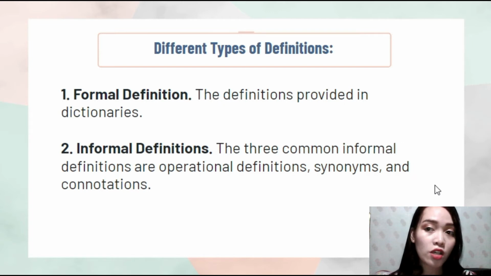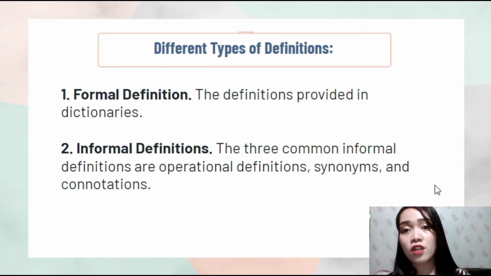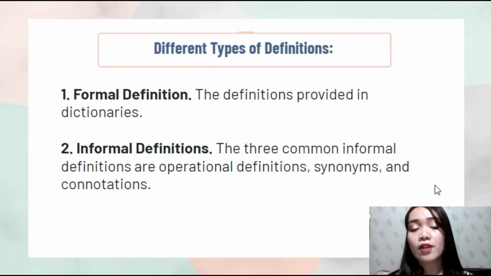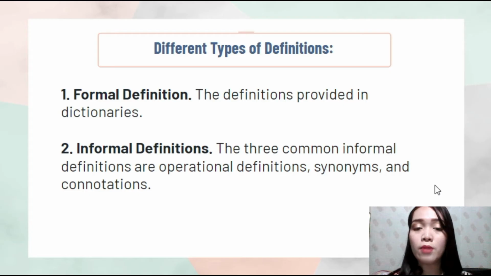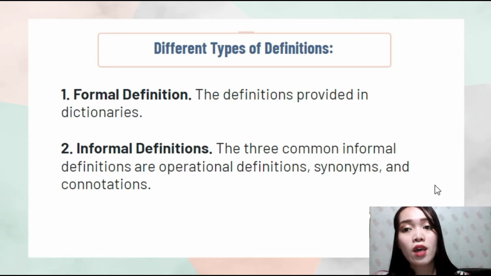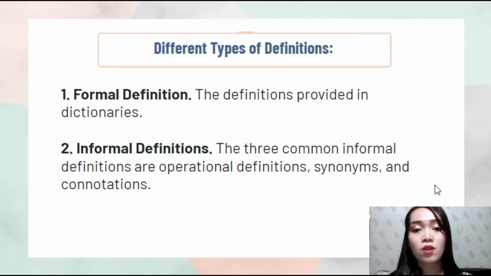And we also have connotations. When we say connotations, those are the additional definitions or meanings of a certain word. So for example, you search for the word blue. The definition of that might be a color, but the connotation of the word blue can be associated with sadness, sorrow, and so on. So those are informal definitions: operational definitions, synonyms, and connotations.